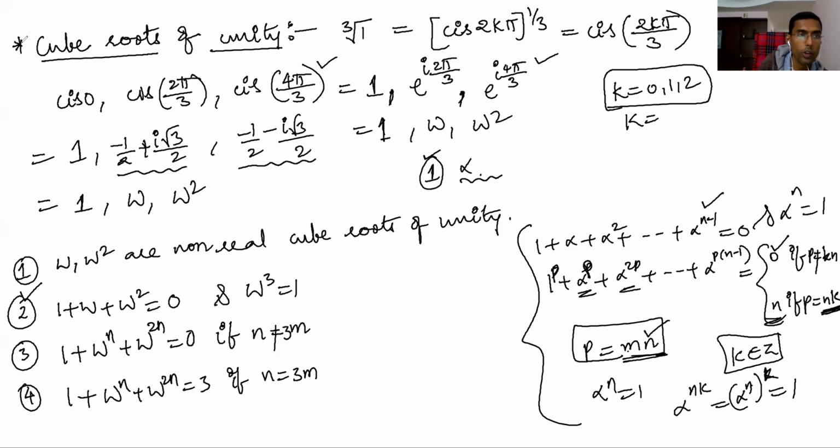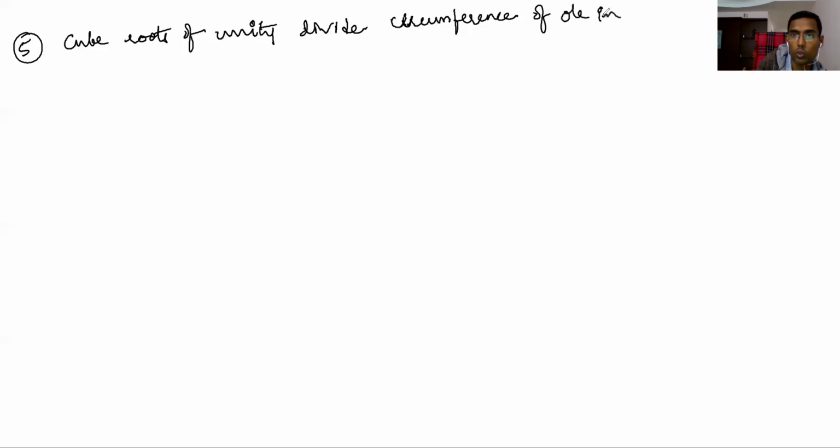Number 5. Now nth roots of unity divide the circumference of the circle into n parts, and they form the vertices of a regular polygon. Here, cube roots of unity divide the circumference of the circle into how many parts? Into 3 equal parts, like this.